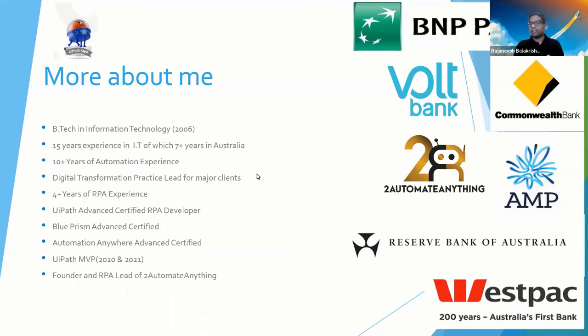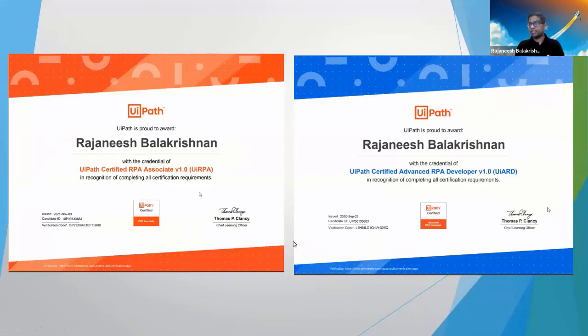That's a very high-level snapshot about myself. As you can see here, I consider this the highest achievement next to the MVP. I am certified as an RPA Associate as well as an RPA Developer. If you see the date on the RPA Associate, it's just 9th November 2021. Even though I'm certified in advanced, I just wanted to clear this.